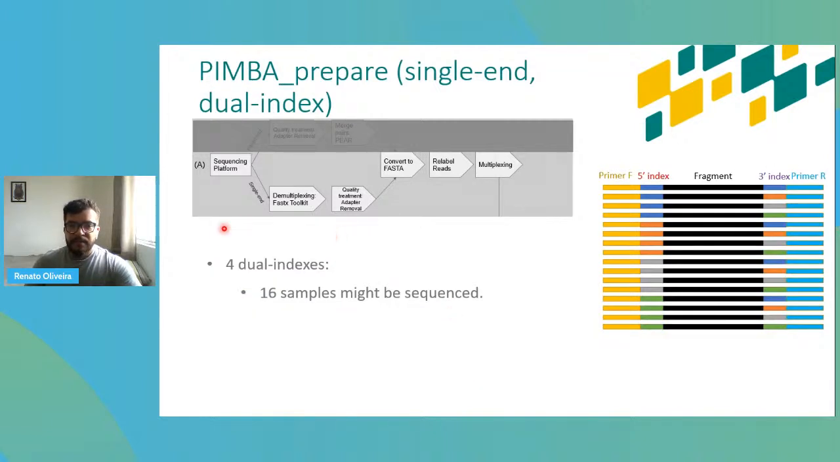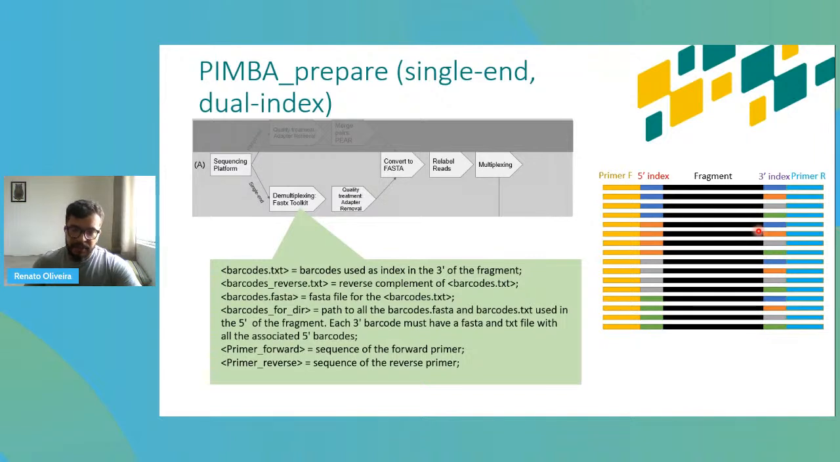With dual index, for example, if you use 4 dual indexes, instead of 4 samples, you can pool 16 samples. And this happens because each combination of the indexes will represent a sample in your data. And this is, of course, a little more complicated, but if you inform all the parameters that PIMBA Prepare needs, it will be able to analyze this kind of data as well.